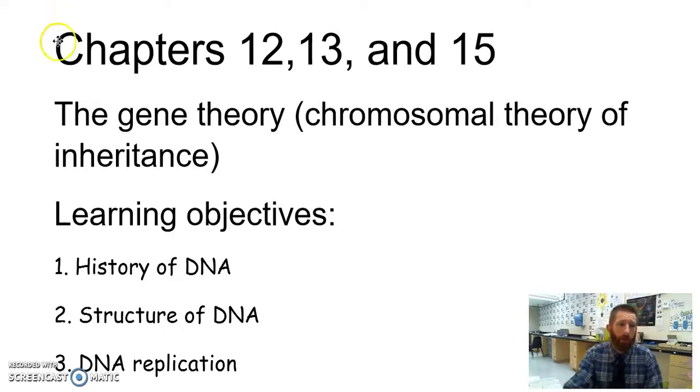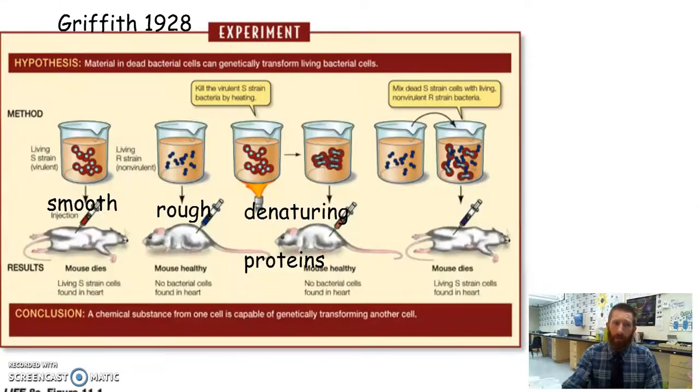So today we are still on learning objective number 1, looking at the history of DNA. Last video we looked at Griffith and how he identified what he called his transforming factor, right?